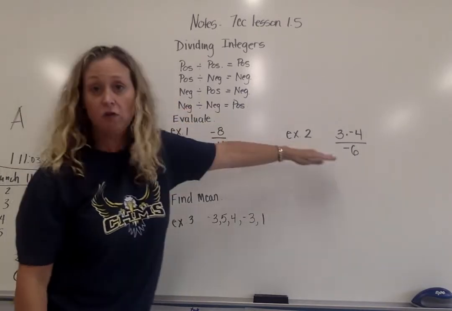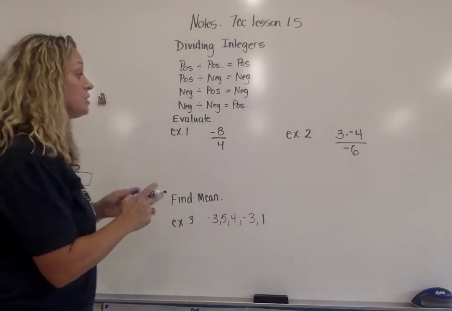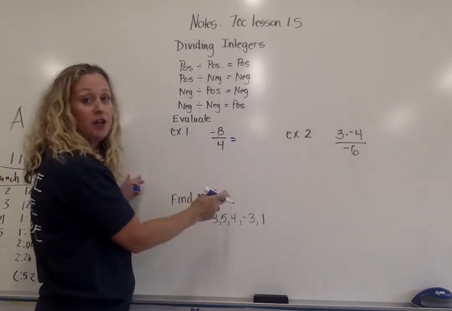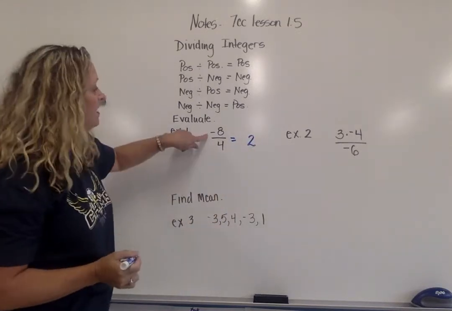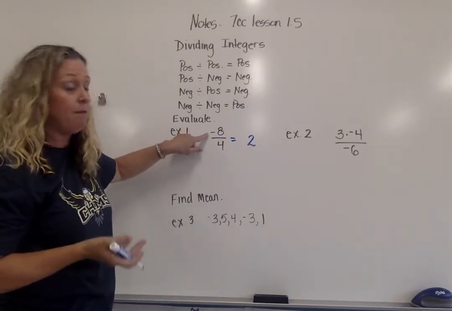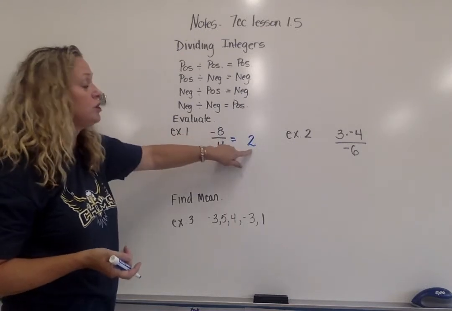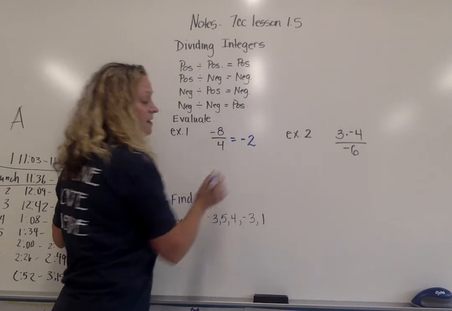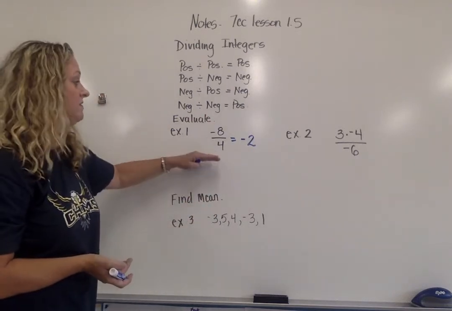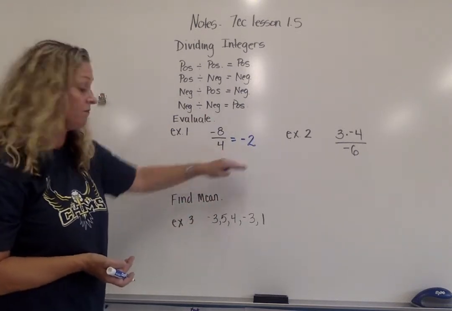We're going to be evaluating some expressions. I first do 8 divided by 4. That answer is 2. This negative could be represented by the opposite. So 8 divided by 4 is 2, but I wanted the opposite of -8, so my answer ends up being the opposite. A negative divided by a positive is a negative.